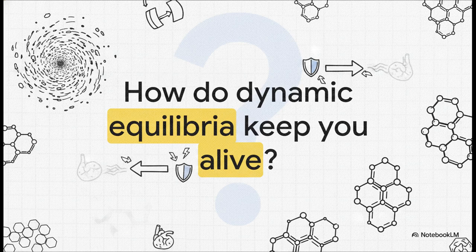So if everything naturally tends toward chaos, how is the delicate, dynamic chemical equilibrium inside you perfectly maintaining the incredible order of life itself? It is a fascinating paradox to think about.